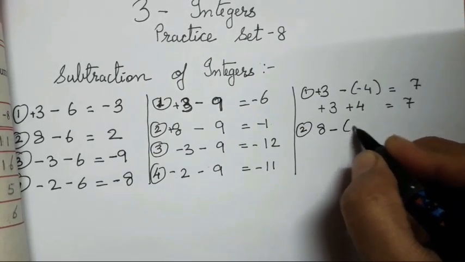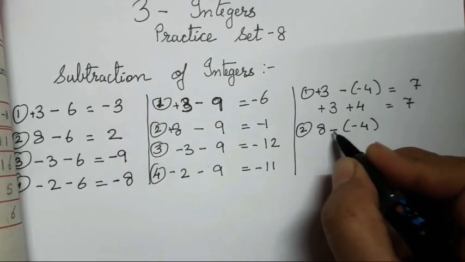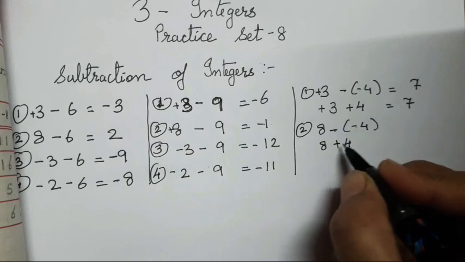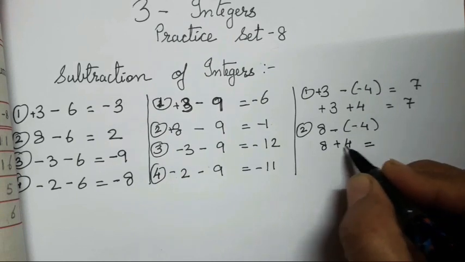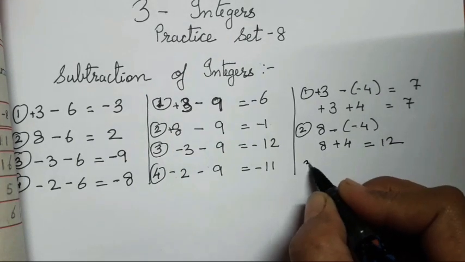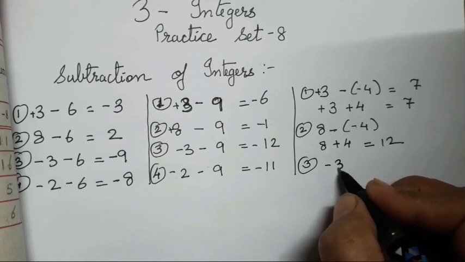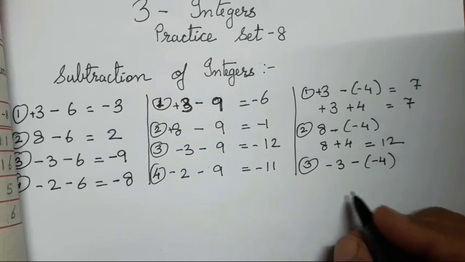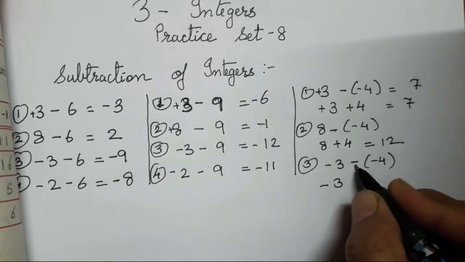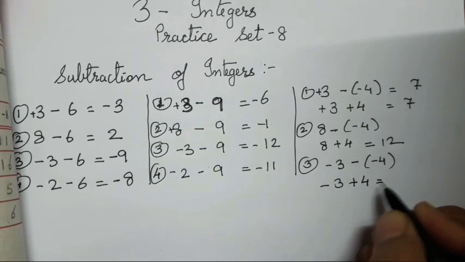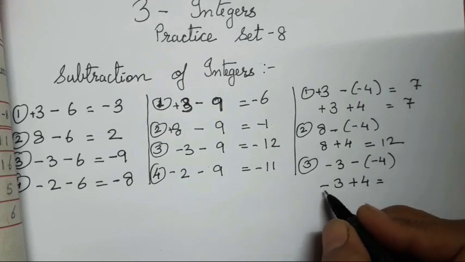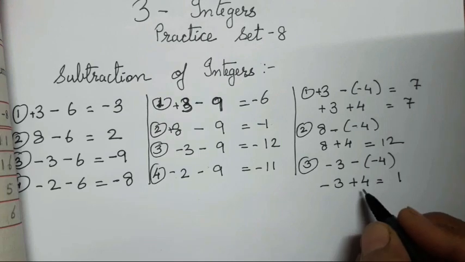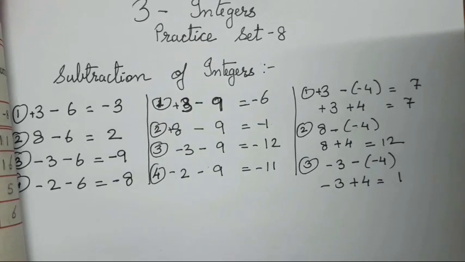8 minus minus 4. So first, as I said, you have to change the bracket. So minus and minus will be plus. 8 plus 4 is going to be 12. Third one is going to be minus 3 minus minus 4. So here are so many minus. So minus 3 as it is, minus and minus, plus 4. Now only two signs are there. So minus and plus is going to be minus. So answer will be 1, sign of the bigger number, that is plus.